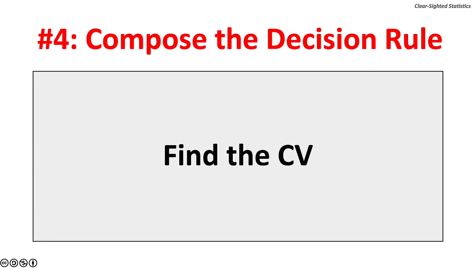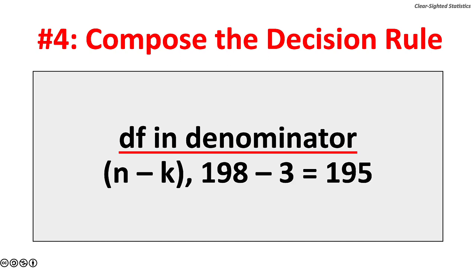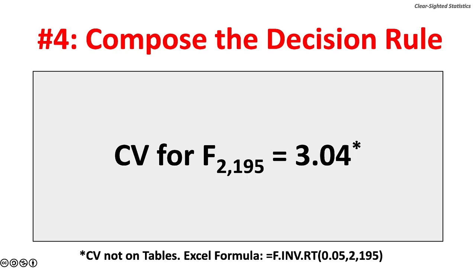Step 4, compose the decision rule. To do that, we must find the critical value of F with 2 degrees of freedom in the numerator and 195 in the denominator at a 5% significance level. There are 2 degrees of freedom in the numerator found by 3 treatments minus 1. There are 195 degrees of freedom in the denominator found by the total number of observations, or N 198, minus 3 treatments. The critical value for F at a 5% significance level with 2 degrees of freedom in the numerator and 195 in the denominator is 3.04.